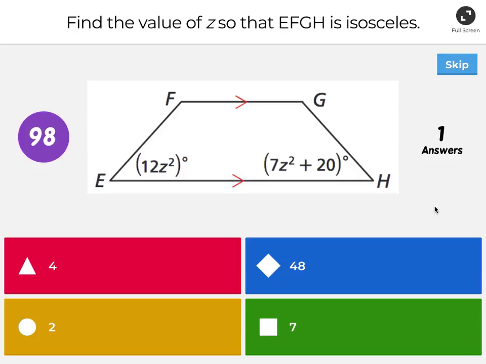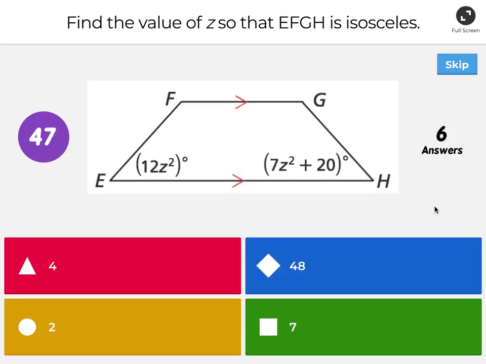Guys, you better get out that pen and paper. Z times Z, you add the power. So I end up with 12Z squared equals 7Z squared plus 20. What's my first step? Subtract 7Z squared from both sides. What's 12Z squared minus 7Z squared? 12 minus 7 is 5. So it's 5Z squared equals 20.